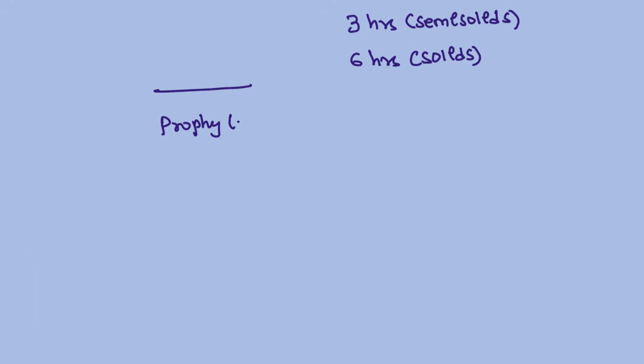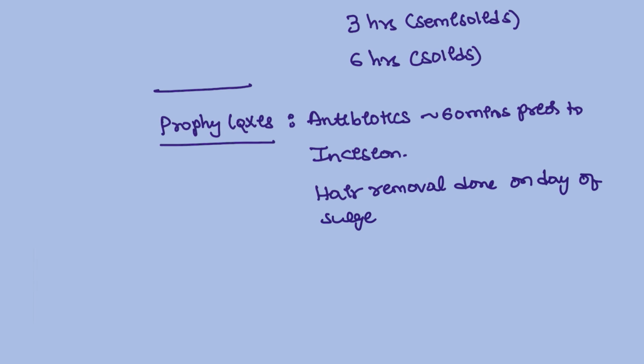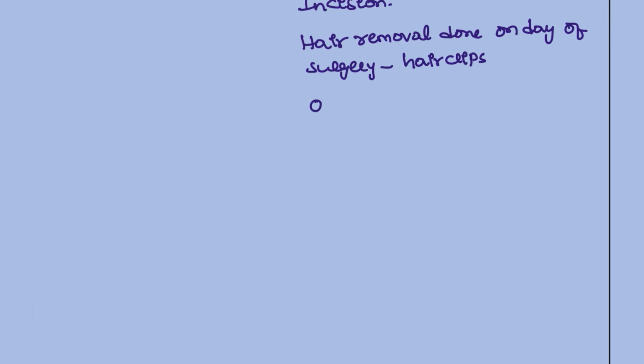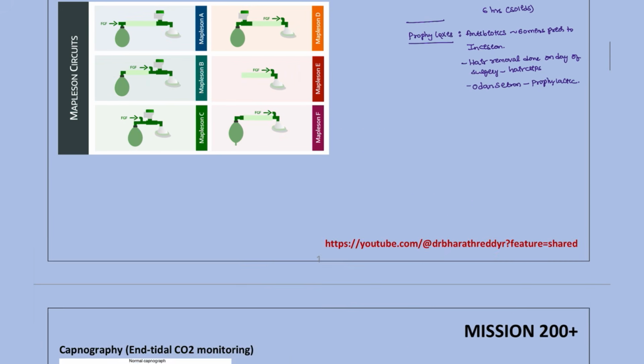Next, coming to the prophylaxis. What are the prophylaxis that we will be giving for these patients? In the prophylaxis, you have to give the antibiotics, at least 60 minutes prior to the incision. Hair removal is done on the day of surgery only, using what, guys? Not the razor, it is done with the help of hair clips. And also, as a prophylactic, we can give ondansetron, especially for female patients, and rarely drugs for aspiration are given. These are the important points to take note of in the pre-anesthesia checkup.